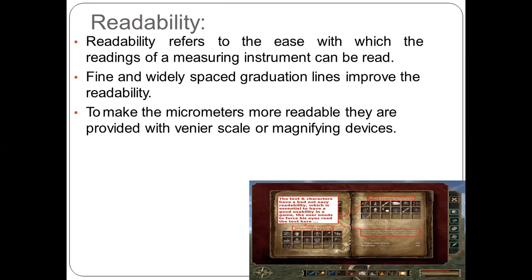Fine and widely spaced graduation lines improve the readability. It means if fine lines or widely spaced graduations are provided on the particular instrument, we can easily read the instrument. So to make the micrometer more readable, they are provided with a vernier scale or magnifying devices. In some cases, in order to read the instrument properly, they are provided with a vernier scale or magnifying devices.